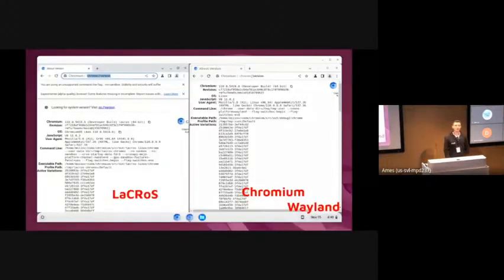So we've been doing a lot, and this is in practice how, on one side, you see LaCrOS fully integrated with the ChromeOS environment, and a raw Chromium Wayland also running on ChromeOS. They look different, but they are actually the same source base in practice.